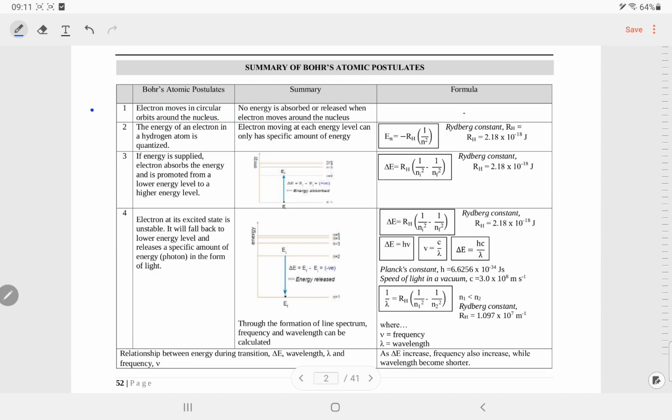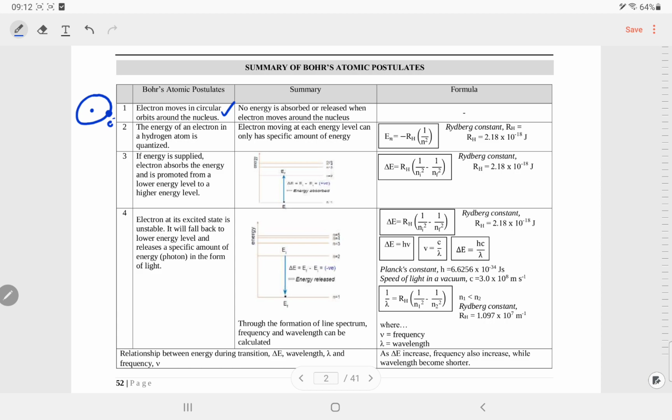Maksudnya adalah this is the nucleus atom. So this is the orbit. So electron ini moves in a circular orbit. Okay, ini sahaja yang awak perlu hafal. Okay, summary ni tak perlu hafal, tapi kita kena faham apa yang dimaksudkan oleh postulate yang pertama ini. Postulate yang pertama ini mengatakan bahawa no energy is absorbed or released bila electron moves around the nucleus. So tiada energi akan serap ataupun release lah, dibebaskan semasa elektron itu move dalam circular orbit.